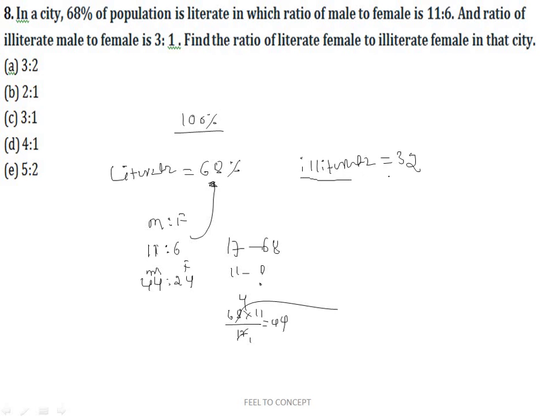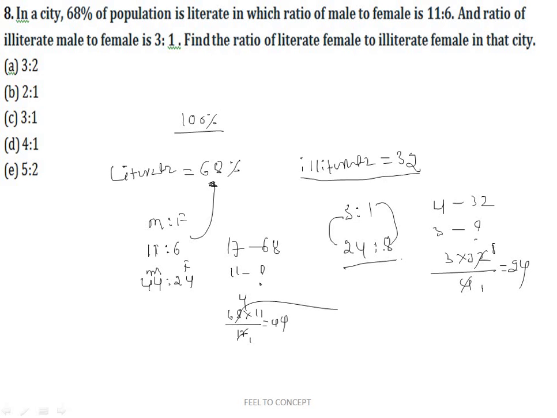Same concept. Illiterate male to female ratio is 3:1. 3 plus 1 is 4. 4 equal to 32. 3 equal to how much? 3 into 32 divided by 4. 4 eights are 32, 8 threes are 24. This is also 8 times. The ratio of illiterate male to female is 24:8.